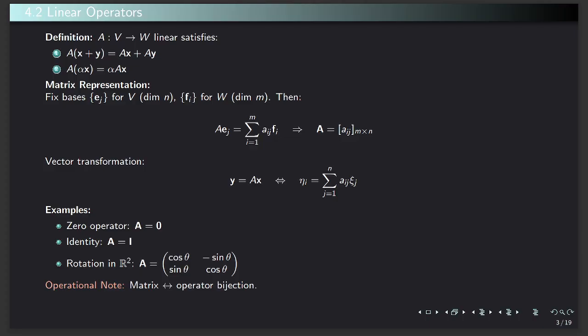Examples range from the zero operator, which collapses all vectors into the origin, of course, we always have to have that, and the identity operator, which leaves all vectors unchanged, to geometric transformations like rotations and such, which are going to be very critical. But the crucial point is this one-to-one correspondence between operators and matrices once a coordinate system is chosen. So once you choose a coordinate system, there's a one-to-one correspondence between the operators and the matrices.